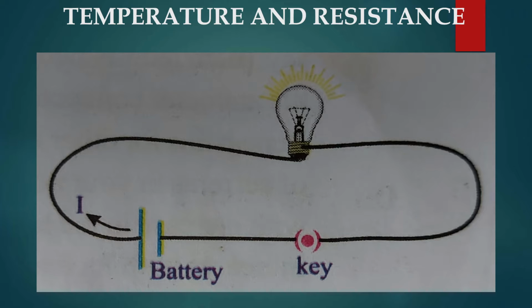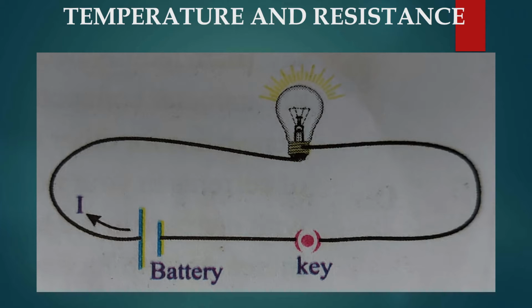In our previous session, we had seen the factors affecting resistance: the length of the conductor and area of cross section. In today's session, we'll be seeing the remaining two factors, that is, the temperature and nature of the material.